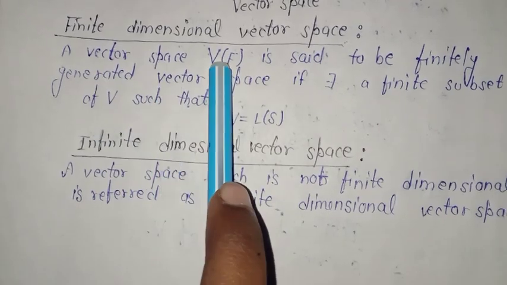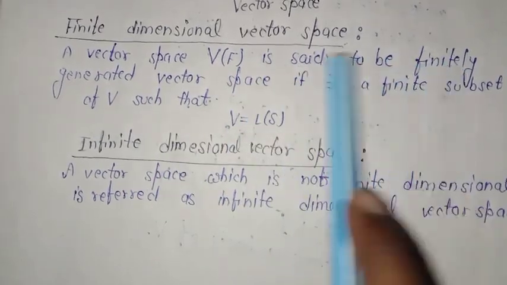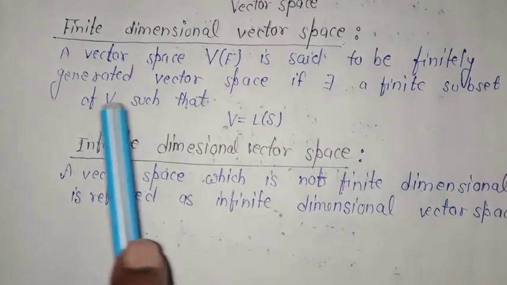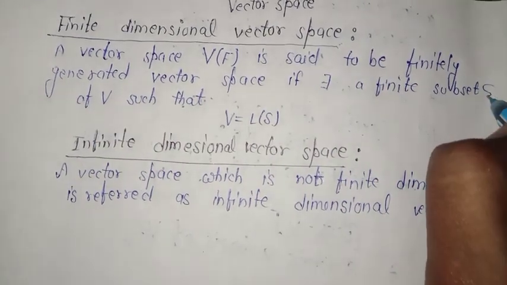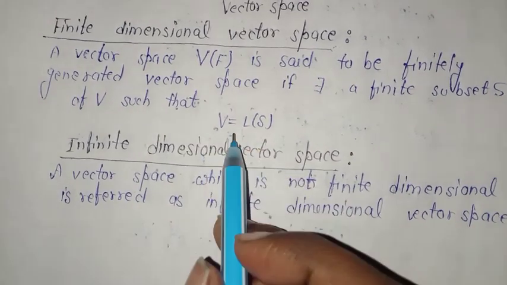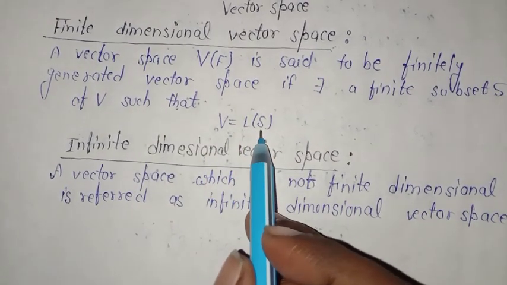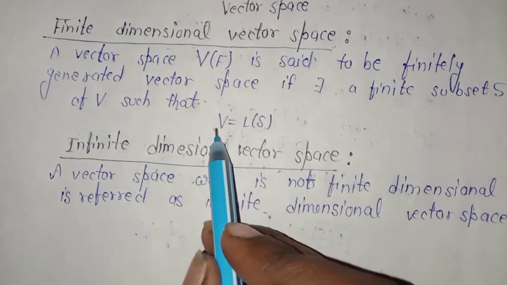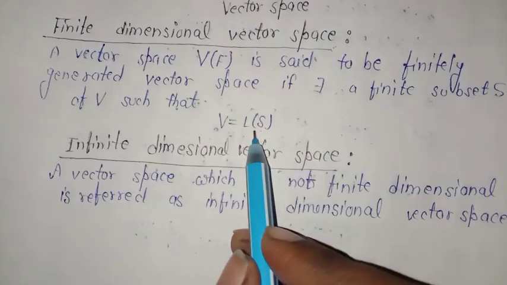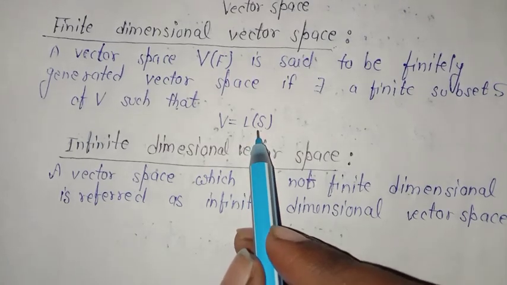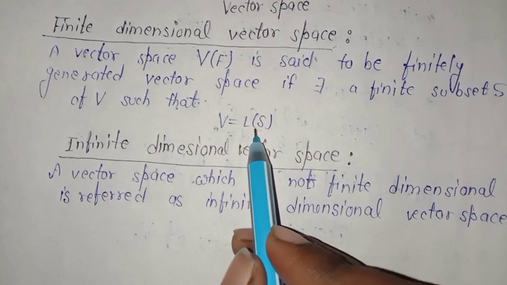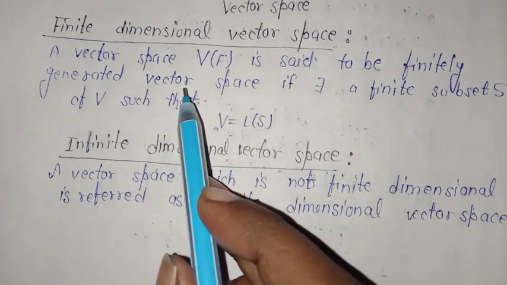A vector space V over F is said to be a finitely generated vector space if there exists a finite subset S of V such that V can be written as the linear span of S. That is, each element of the vector space V can be expressed as a linear combination of elements of S. This S is nothing but the basis of the vector space V.